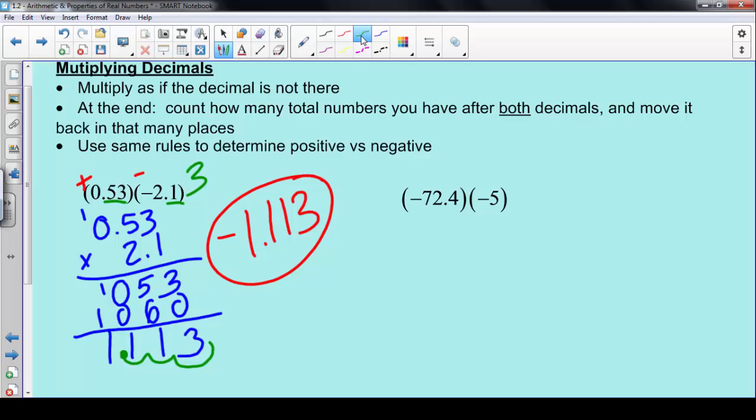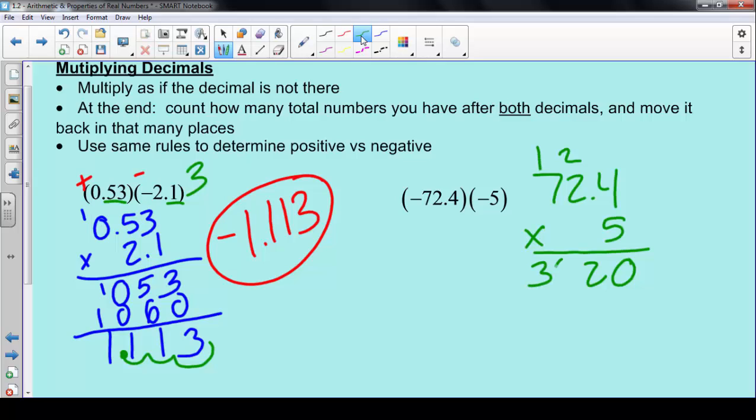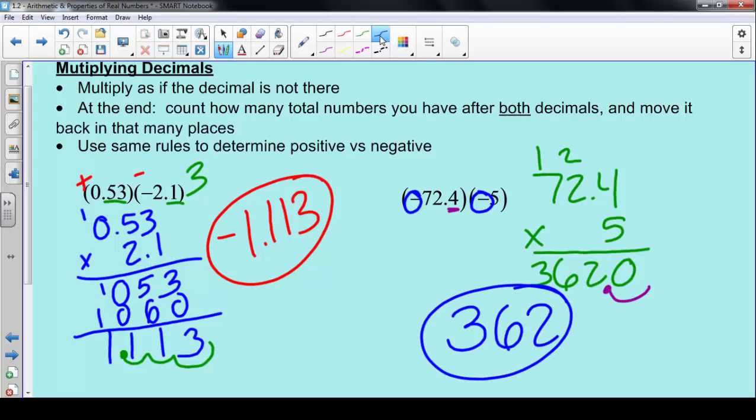Second one, we'll do the same way. Notice we only have 1 number past the decimal here, so we move it in 1 spot. And notice we have a negative times a negative. Negative times negative is positive, so it's 362.